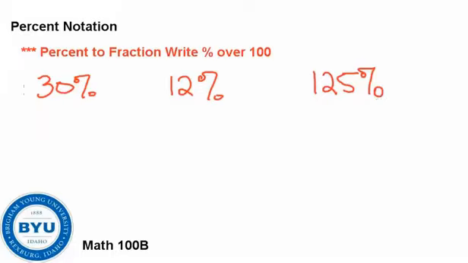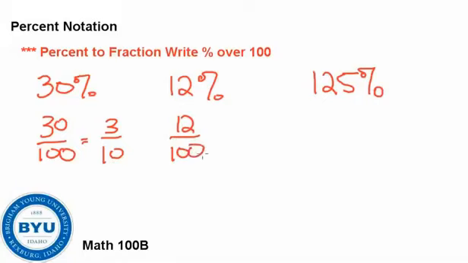Okay, let's get to it. 30%, you should have said 30 over 100, because percent means of 100. And we can simplify that by dividing the top and the bottom by 10. You're always going to want to simplify if possible. Great. 12%. That's 12 over 100. And we can simplify that by dividing the top and the bottom by 2. That gives me 6 over 50.